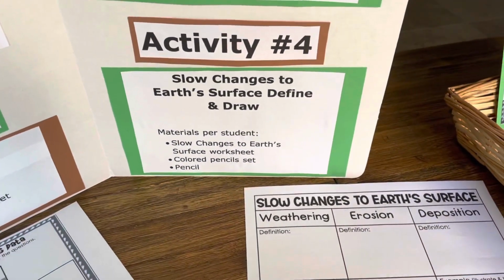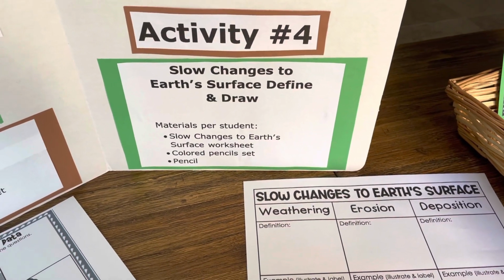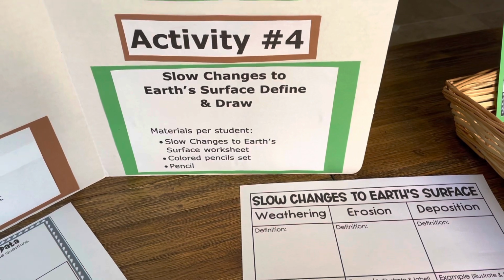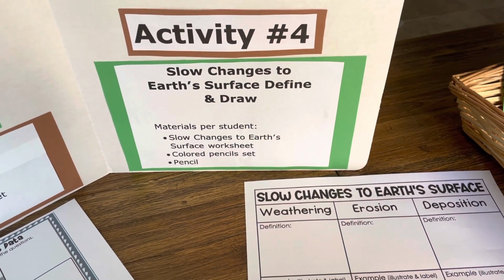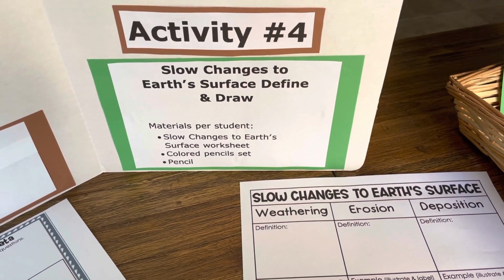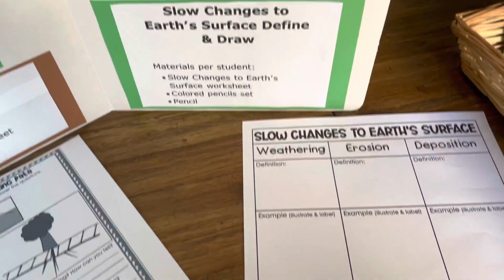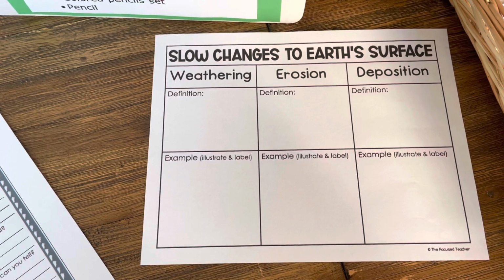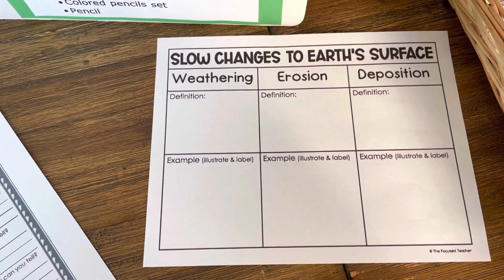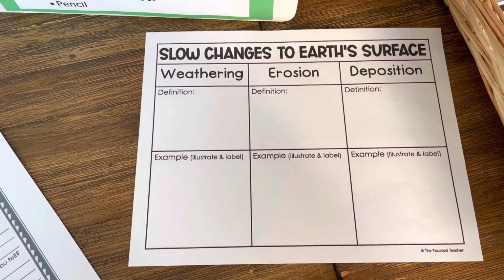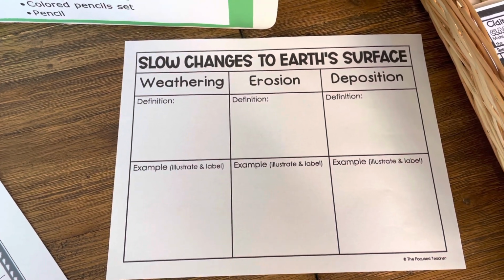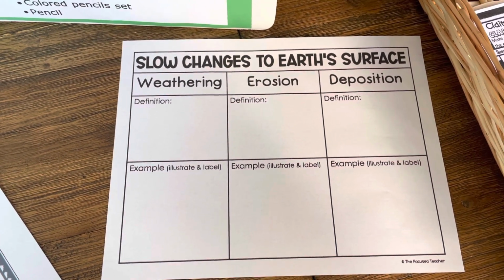Activity number 4 is titled Slow Changes to the Earth's Surface, Define and Draw. This is per student as well. They will need the worksheet, a set of colored pencils, and a regular pencil. And this is where students can write their own definition of weathering, erosion, and deposition, as well as illustrate and label a picture of those specific changes to the Earth's surface.